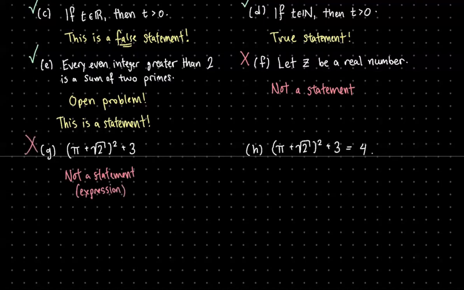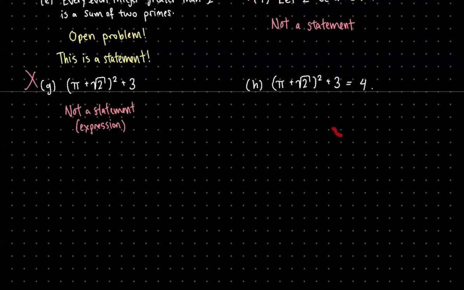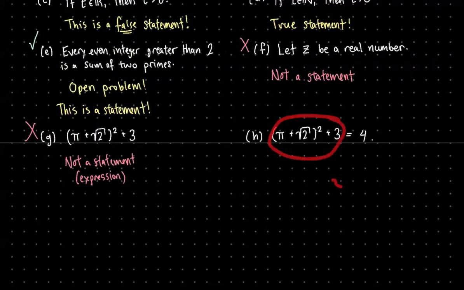Okay, and the last one, only 58% of people said that this one was a statement. It actually is a statement because it's just a number, but it asserts that this number equals 4. And that's an assertion, that's a statement. It can be true or false. In this case, it's false, but it's still a statement. This is a false statement.